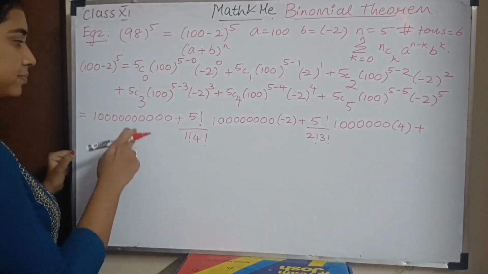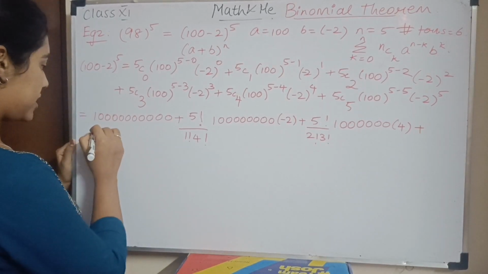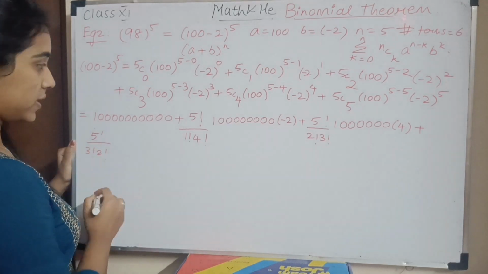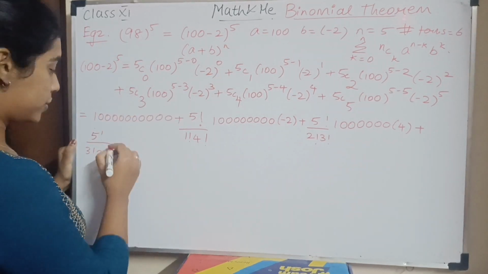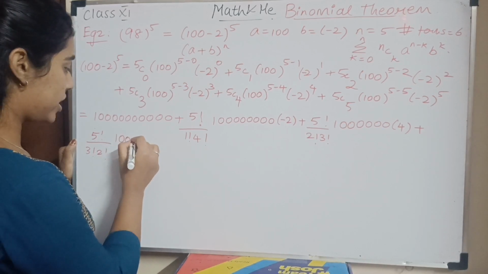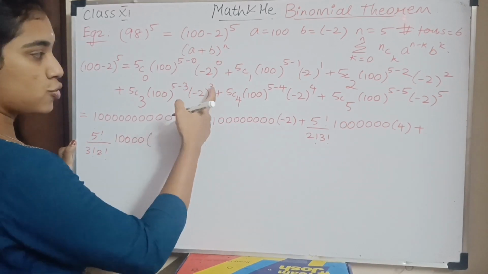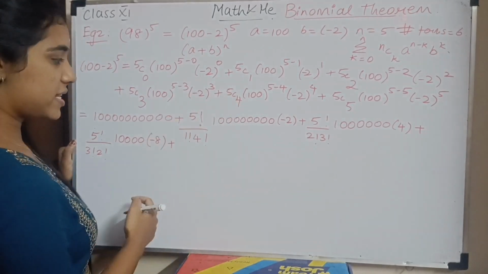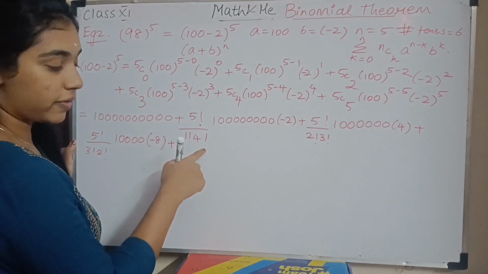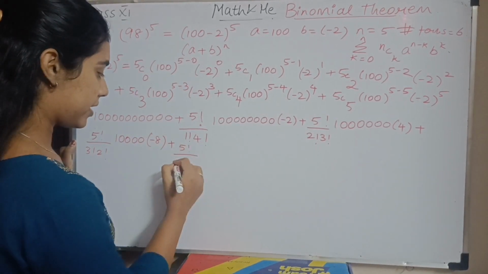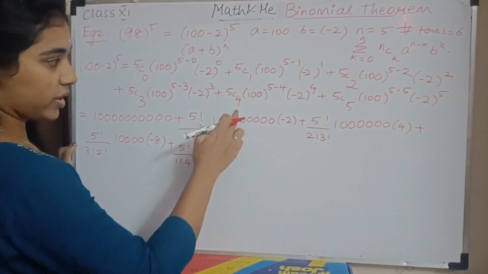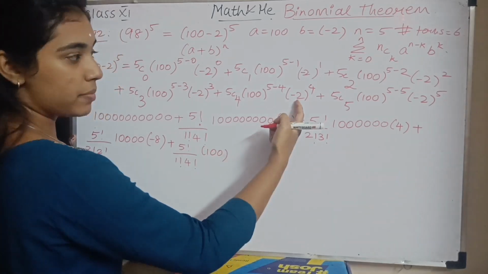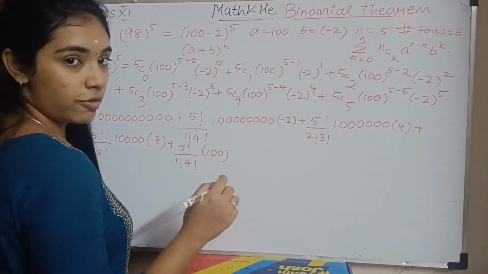Plus, what do I have? 5c3. 5c3 is 5 factorial divided by 3 factorial times 2 factorial. 100 to the power 2. So I have 1 followed by 4 zeros. Times minus 2 to the power 3 is minus 8. Plus 5c4, 5 factorial divided by 1 factorial times 4 factorial. 100 to the power 1. So it is 100 times minus 2 to the power 4 is, 2 2s are 4, 4 4s are 16.